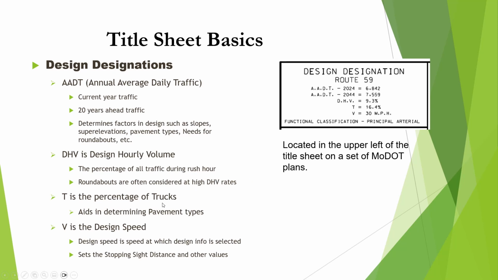T is the percentage of trucks, and you'll see that number over in this block. T is equal to 16.4%, so there's 16% of those trucks, and that aids in determining pavement types and thickness. V is the design speed, and in this dialog you can see that this little chart up here says 30 miles per hour. Design speed is the speed at which the design info is selected, and it sets up the stopping sight distance and other values. Okay, and again, this is located in the upper left-hand title sheet on a set of MoDOT plans.